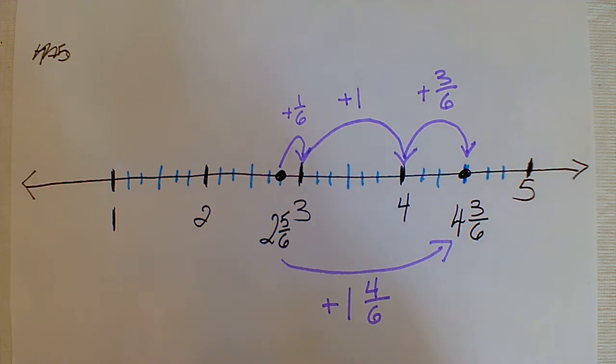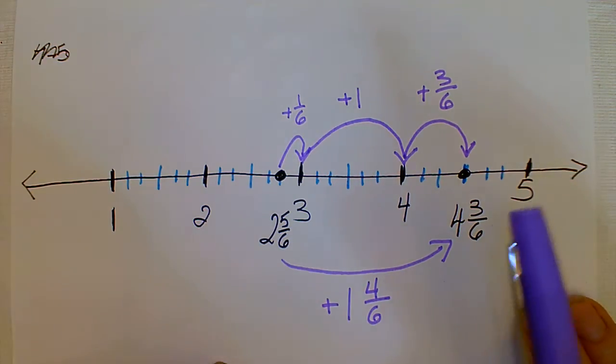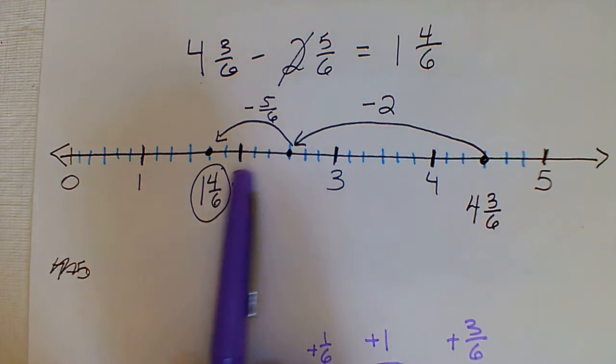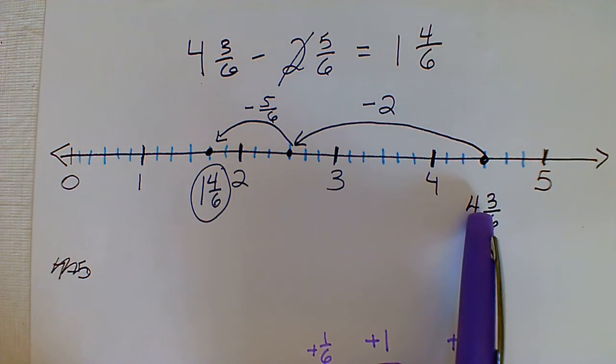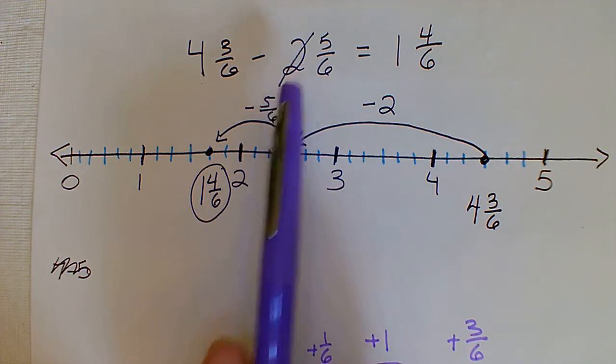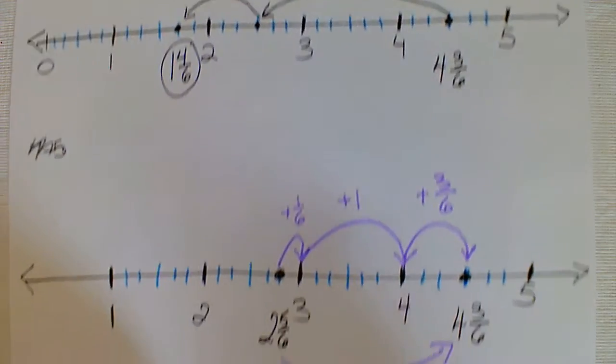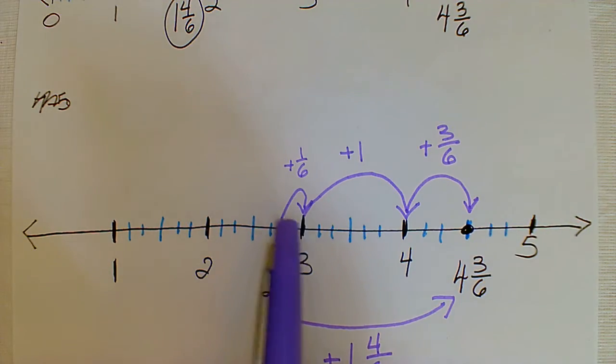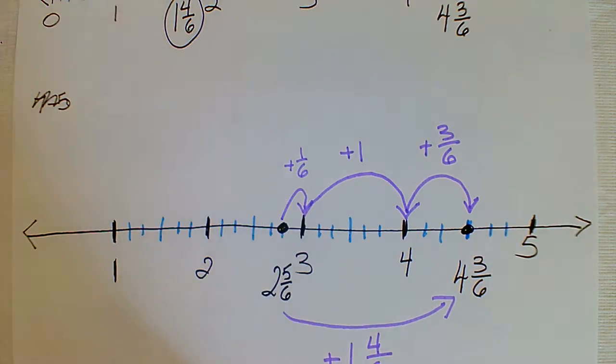All right, so we have 1 and 4/6. So now that we've done this using number lines 2 different ways, first we did it the way we did it the day before, where we started at 4 and 3/6, and we subtracted the 2, and then we subtracted the 5/6. And then we did it using counting on or counting up, where we started at 2 and 5/6, and we counted up to 4 and 3/6.